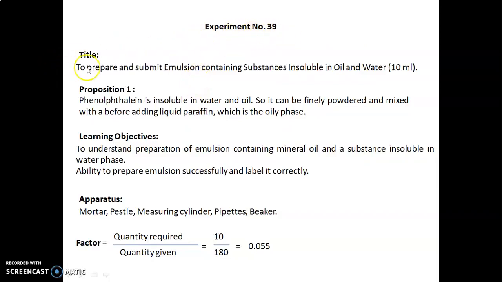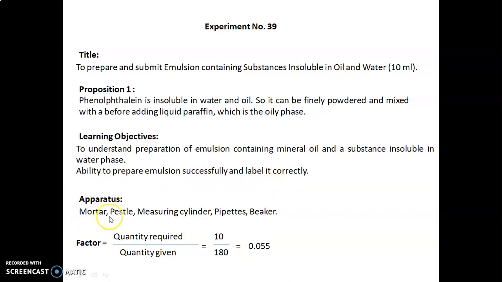Experiment number 39. The title of this experiment is to prepare and submit the emulsion containing substances insoluble in oil and water, 10 ml. Proposition: the phenolphthalein is insoluble in water and oil, so it can be finely powdered and mixed with agar before adding liquid paraffin, which is the oily phase. Learning objectives are to understand the preparation of emulsion containing mineral oil and a substance insoluble in the water phase, and the ability to prepare the emulsion successfully and label it correctly.